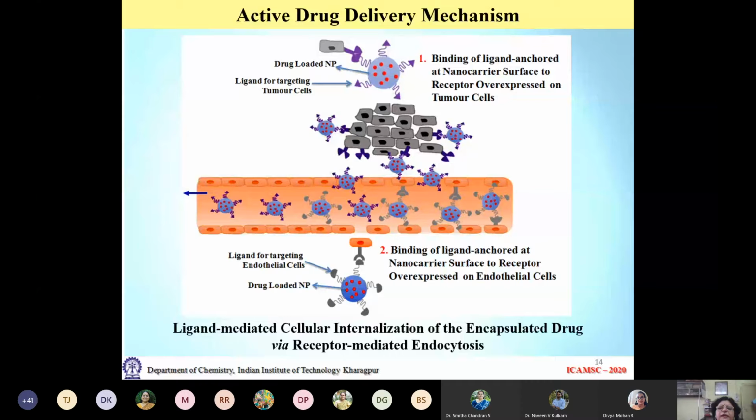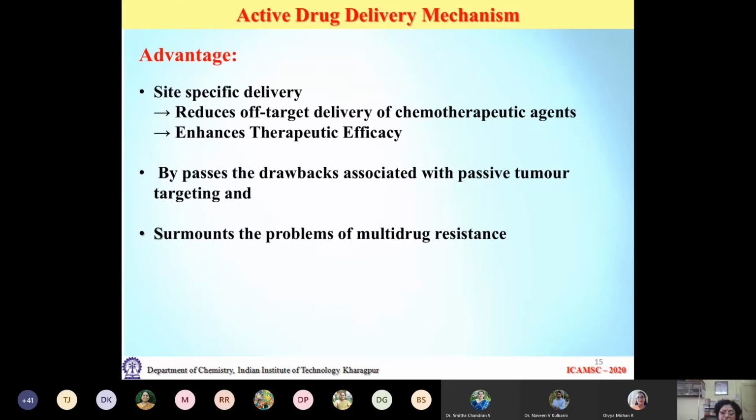So if you see the system here, how it looks, you have the binding of the ligand, which is anchored to the nanoparticle or the nanocarrier surface, to a receptor which is overexpressed on the tumor site. And then you have the binding of the ligand anchored to the receptor, to the surface of the receptor overexpressed in the endothelial cells. And what is the advantage?